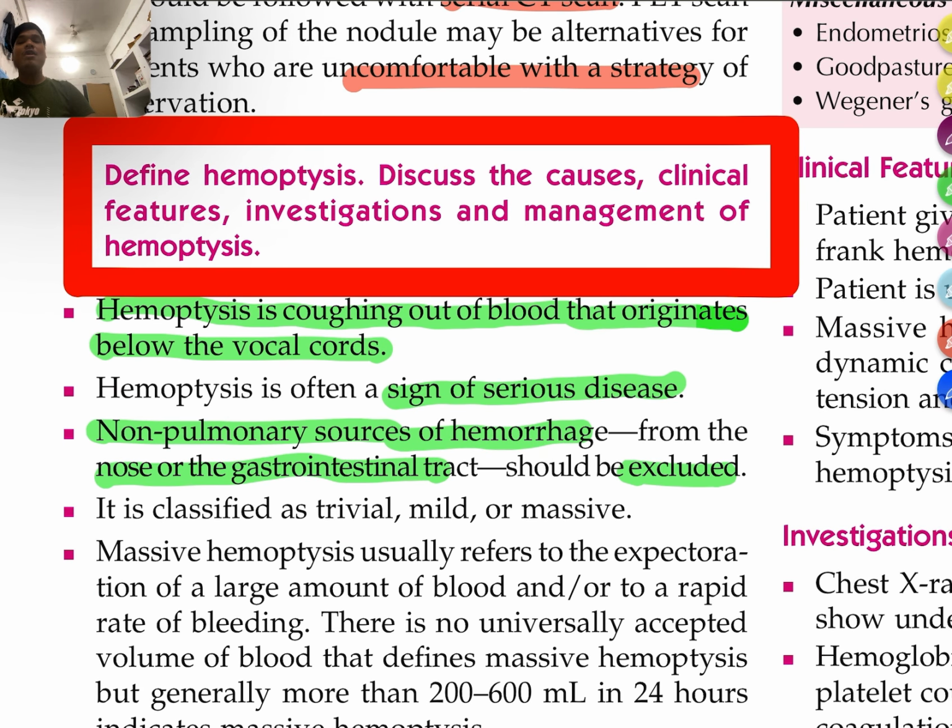Okay, so look here, one of the very important things to remember is if the source of bleeding is below the vocal cord, then it will present as hemoptysis. Whereas if the bleeding is from the GI tract or the nasal cavity, then it will present through the nasal part. Blood will come out through the nasal part. You have to remember that. Next, it is classified as trivial, mild or massive.